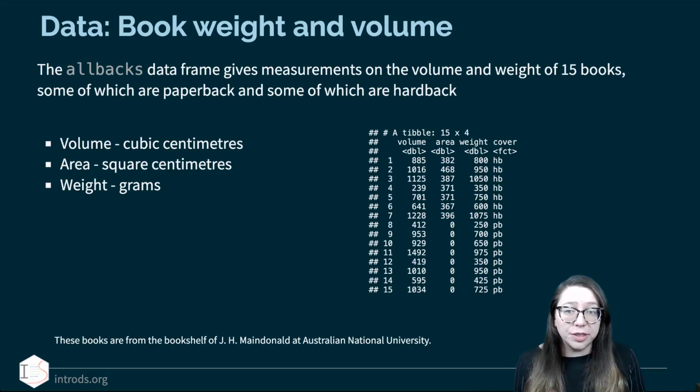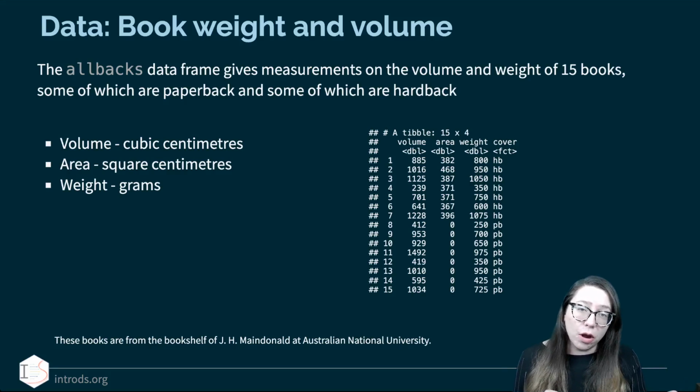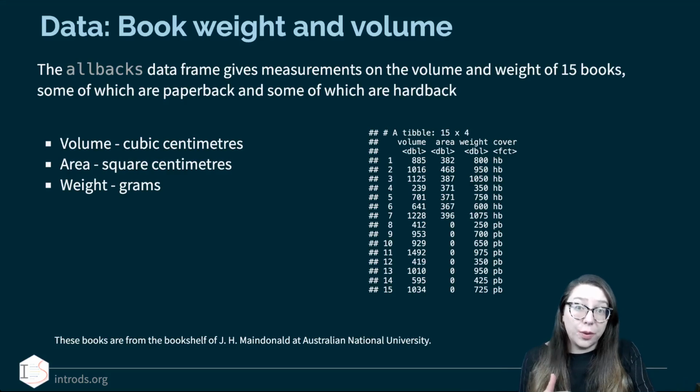And we also happen to know if the books are paperback, that's denoted by PB, or hardback, that's denoted by HB. The volume is measured in cubic centimeters, the area in square centimeters, so we're not going to work with the area variable here, and the weight is measured in grams. So this is going to be important, the units of measurement, when we get to interpreting the coefficients.